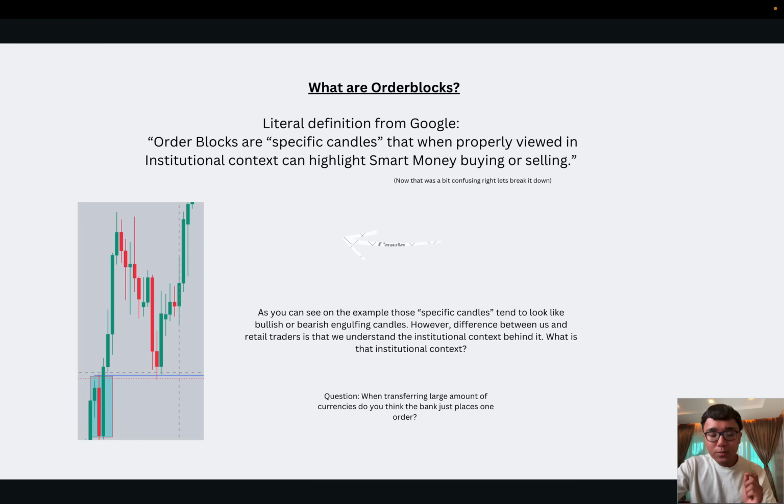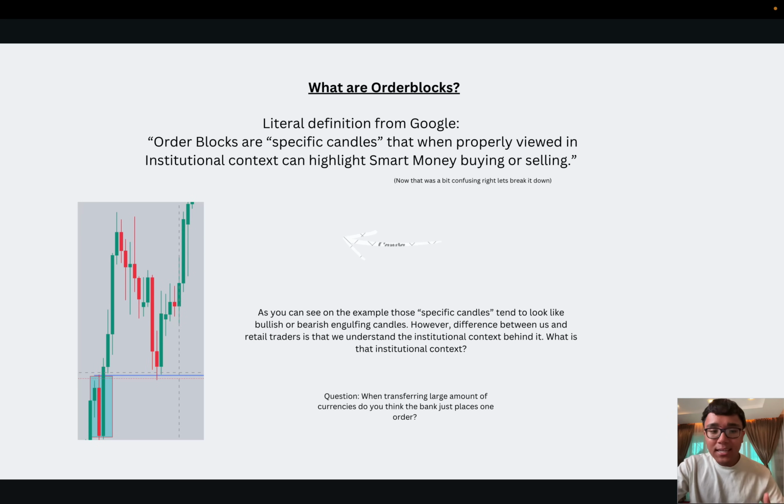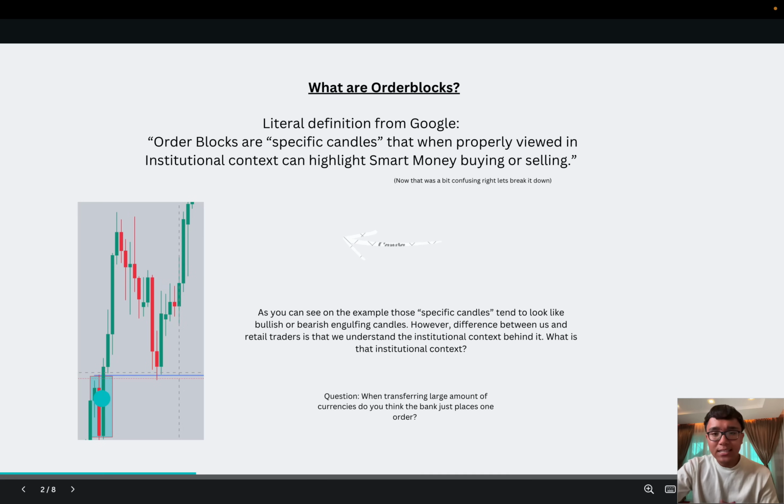However, the difference between a bullish engulfing candle and an order block is that we are giving this institutional context, meaning the reason why this is considered an order block is because this is a sign that smart money is buying. Now, how does that make sense? How is this a sign that smart money is buying?